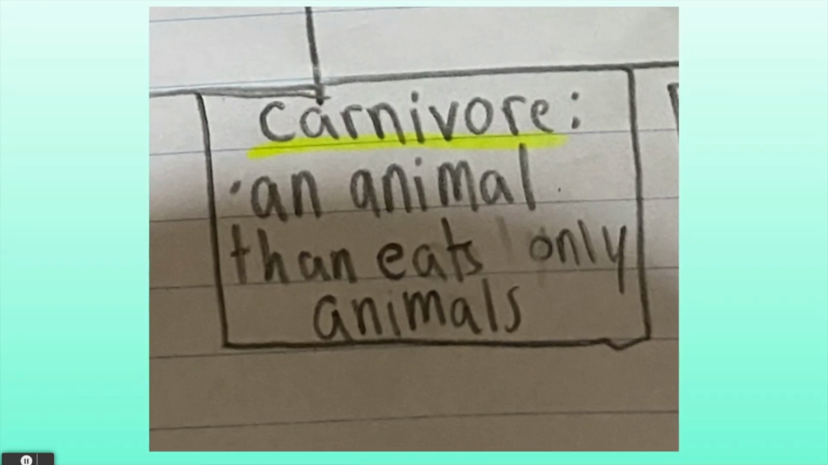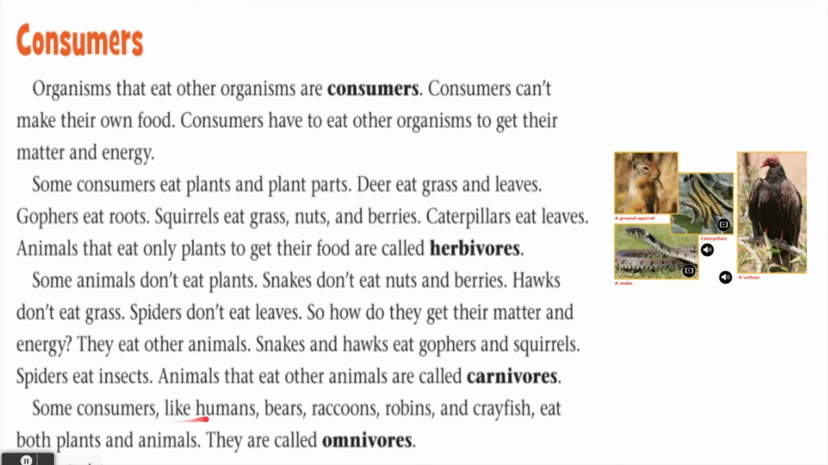Alright, we have talked about herbivores who eat plants and carnivores which only eat animals. Let's finish reading our FOSS ebook to see what other type of consumers there are. Some consumers, like humans, bears, raccoons, robins, and crayfish, eat both plants and animals. They are called omnivores. The third type of consumer is called an omnivore. Omnivores eat both plants and other animals.